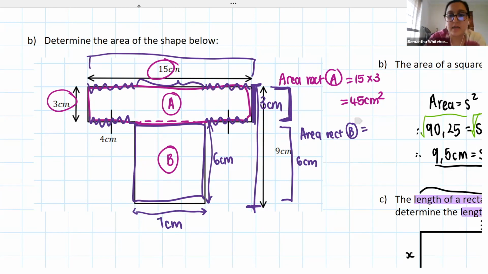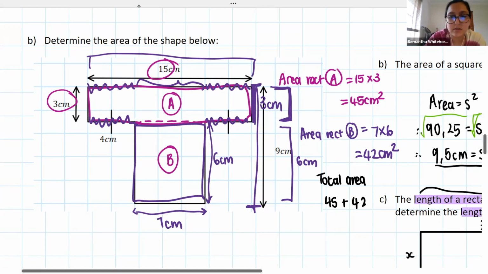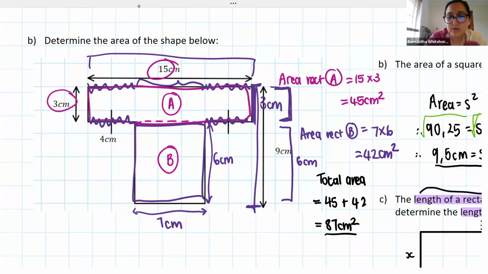Once I have that, I can work out my total area. So the total area is the sum of those two answers. I'm just going to write it here, 45 plus 42, which gives me 87 centimeters squared. Now again, grade 8, if you did not divide it up like that, that's fine. You will still get the same answer.